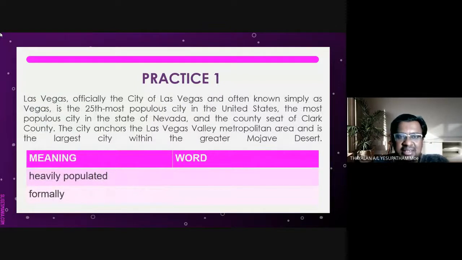Las Vegas, officially the City of Las Vegas, and often known simply as Vegas, is the 25th most populous city in the United States, the most populous city in the state of Nevada, and the county seat of Clark County. The city anchors the Las Vegas Valley metropolitan area and is the largest city within the greater Mojave Desert.